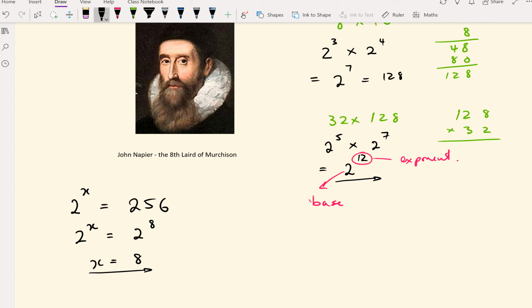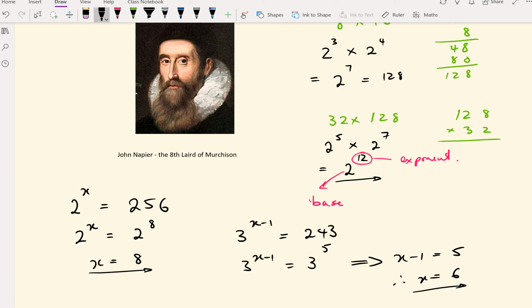If I had 3 to the x minus 1 was equal to 243. Again, this is the sort of thing that you'd have dealt with last year. 243, you'd have told me, is 3 to the power 5. And so 3 to the x minus 1 is equal to 3 to the power 5. In other words, I can say x minus 1 equals 5, and so x is equal to 6.